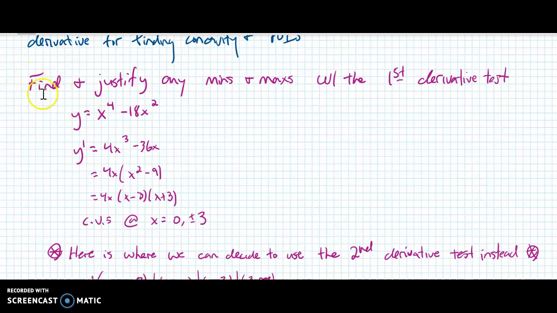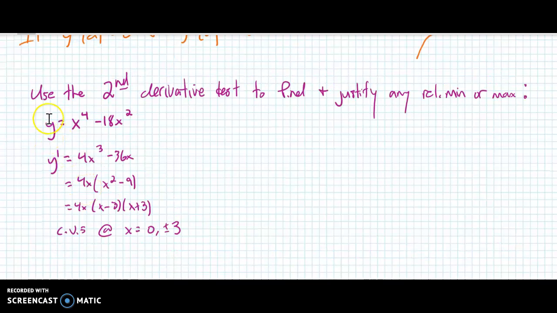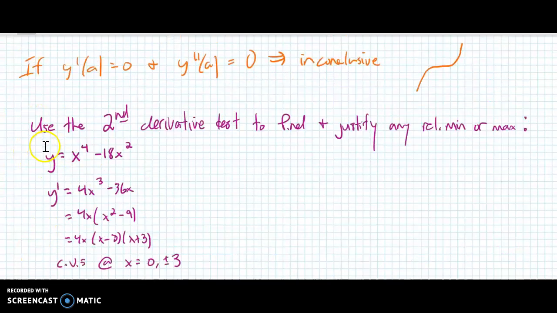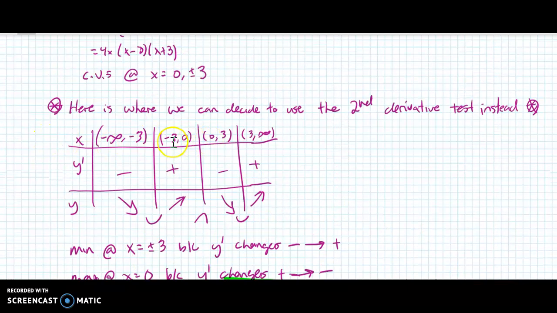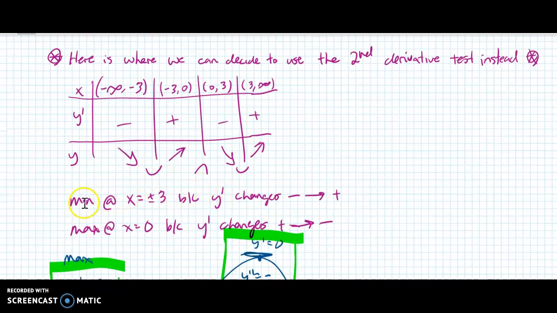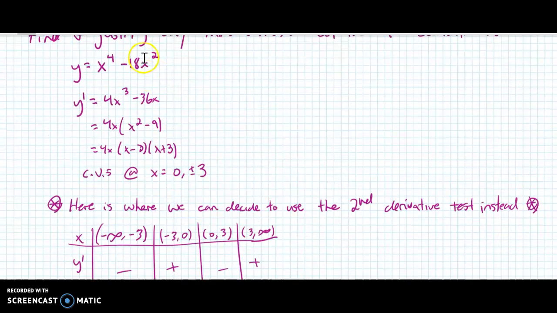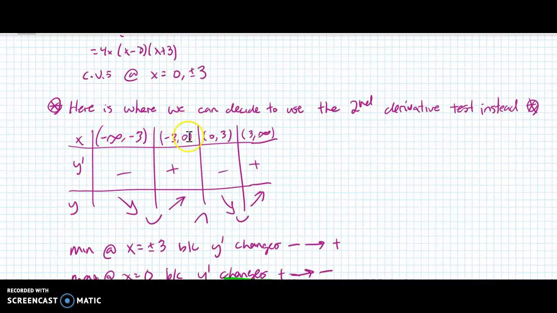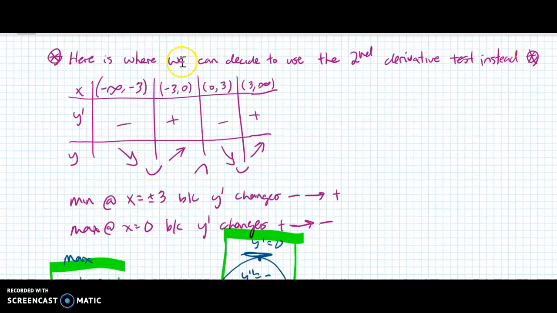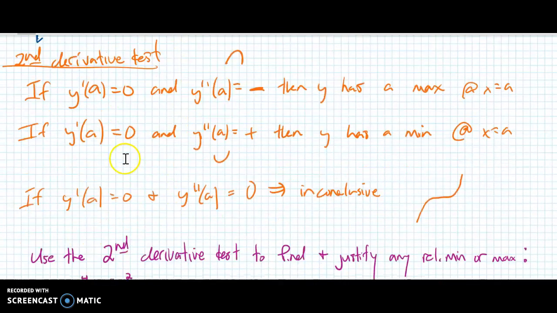So I'm going to pause for a moment. We're going to do it with the same function that we did up top, right? This one right here. We should get mins at plus or minus 3 and then a max at 0. Remember, I said we do all this work, so I just copied and pasted that. And the new work that we're going to have is going to replace all of this right here.